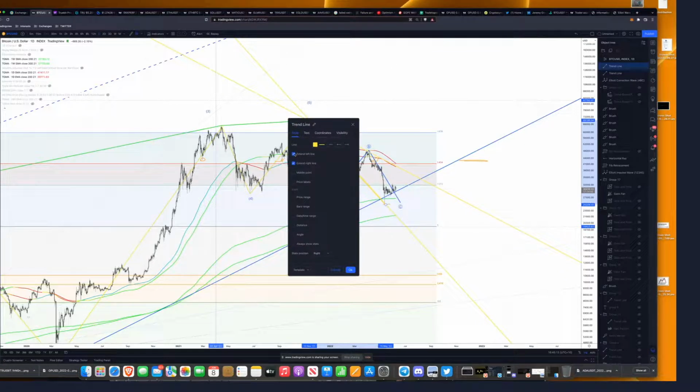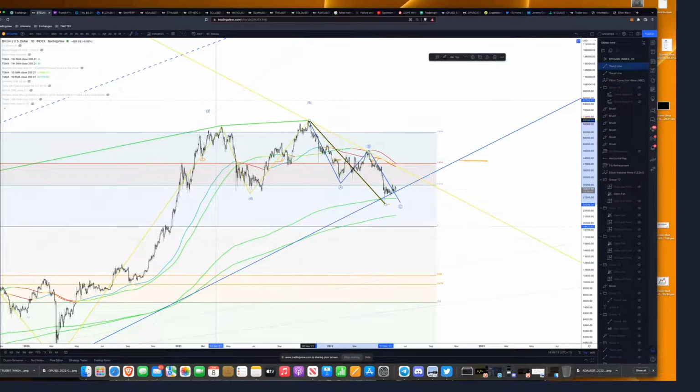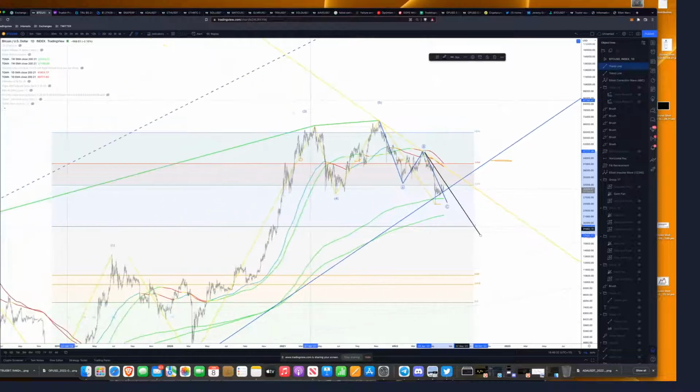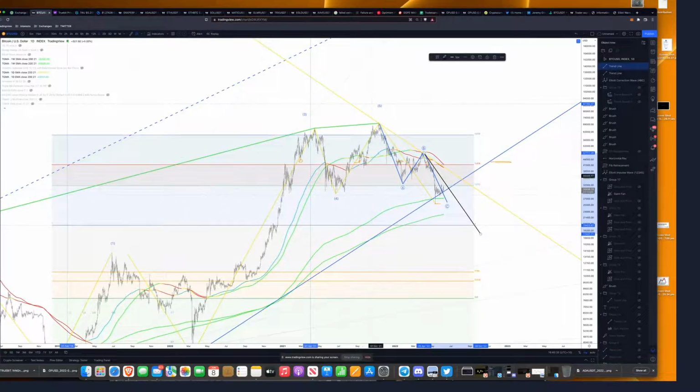What I mean by a measured move, I'm going to show you. That's a measured move from there to there. I'm going to get that and apply it to there. So I'm looking at 17, 18K just by that equation. That equation applies in many places, and this is a tool for it.